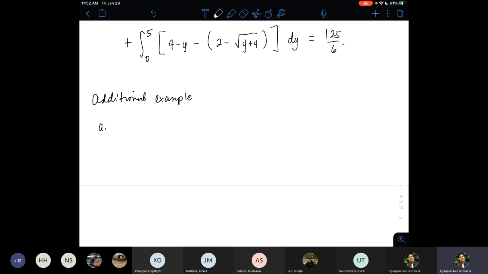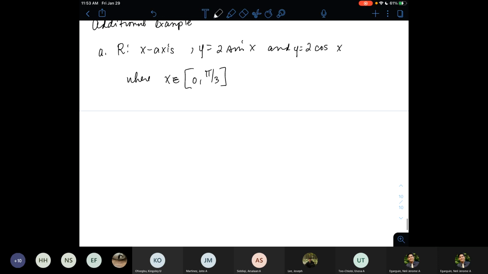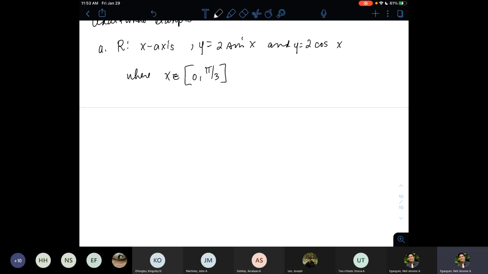So here you have the region R is bounded by the x-axis, y equals 2 sine x and y equals 2 cosine x, where x is an element of 0 to pi/3. Okay. All right, so first sketch the graph.